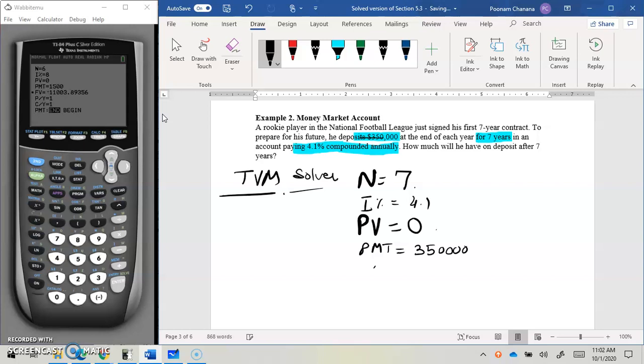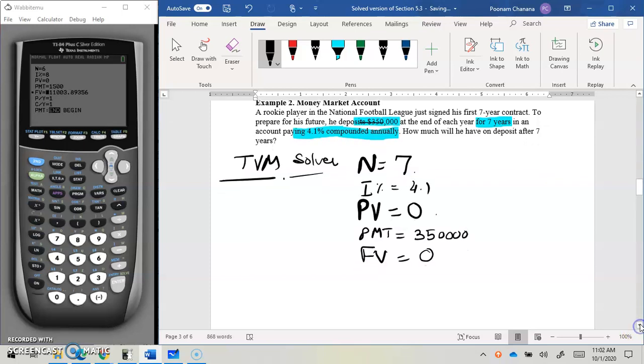350,000. Future value. Right now, let's just keep it 0. We are going to calculate it. We are going to come back to it. We have to calculate. So that is an unknown here, right? So let's put a question mark there. We have to find the future value. How much will be your deposit after 7 years? Meaning we have to find future value. That is your unknown. Okay.